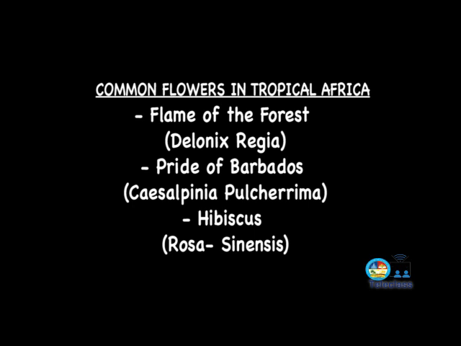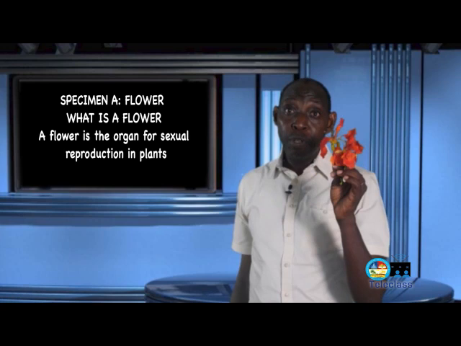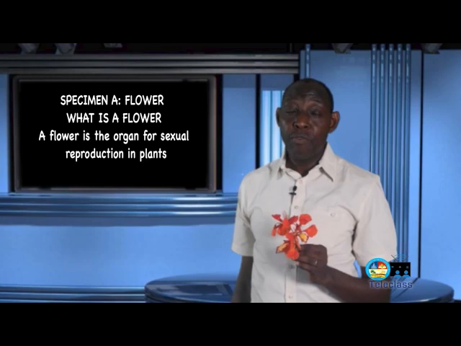Another one you may need to know is what we call Pride of Barbados. It's called Caesalpinia pulcherrima. And then one other one, which is also important, I'm sure you know about that, hibiscus. Those three flowers, you need to know about them. But let me ask you, what is a flower? Can you give me a good answer? It's very simple. The flower is the organ for sexual reproduction in plants. I'll take that again. The flower is the organ for sexual reproduction in plants.